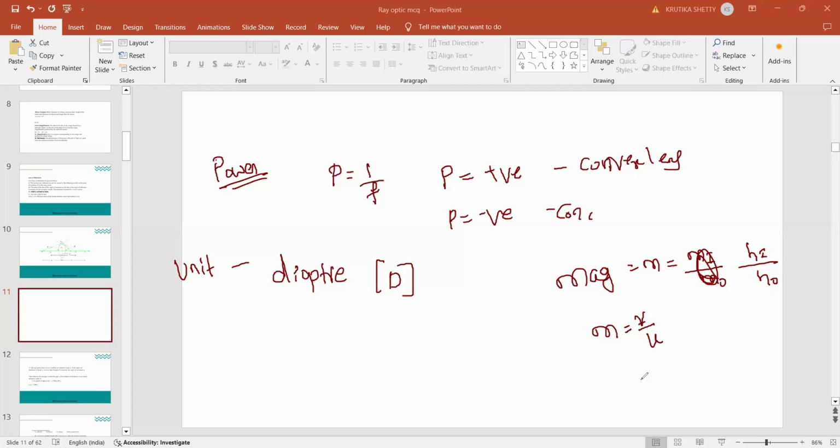So magnification does not have any unit. I told you last time also. So suppose if you are getting the magnification greater than 1, we are getting the magnified image. If the magnification is less than 1, it is a diminished image.